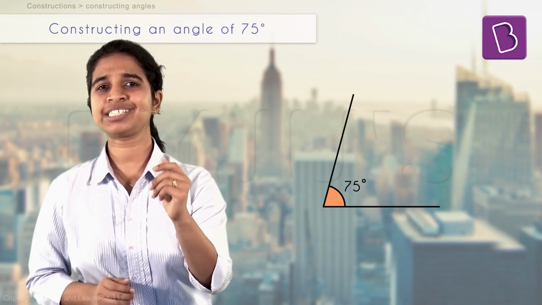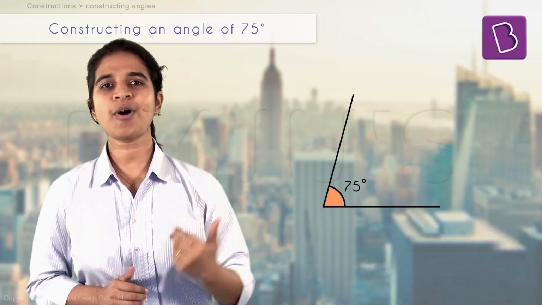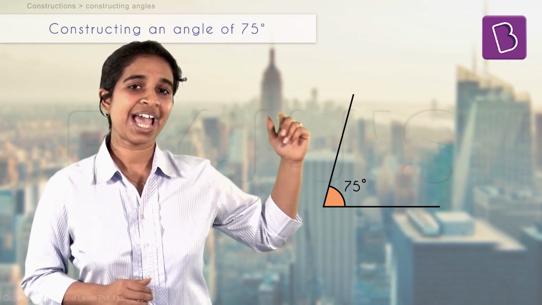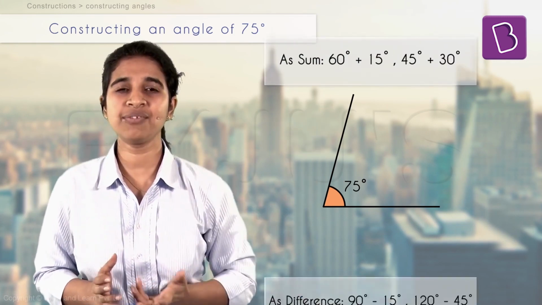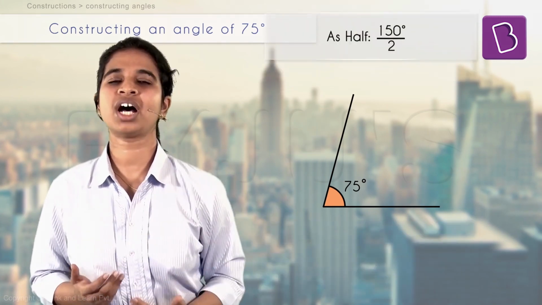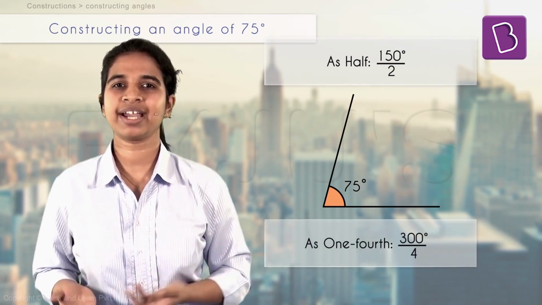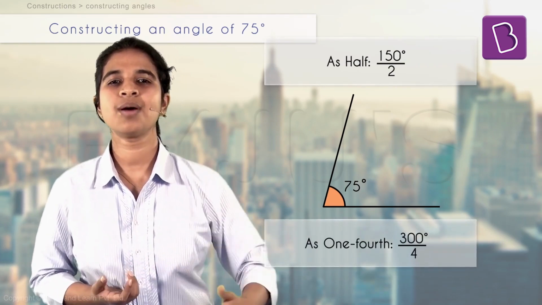So any angle, the next time you see an angle, think of all possible ways that you can write it as the sum or difference between these angles, or the half or 1/4 of these angles, right? Because half and 1/4 is nothing but bisecting it multiple times. Any angle that you're given, you'll be able to draw this way.